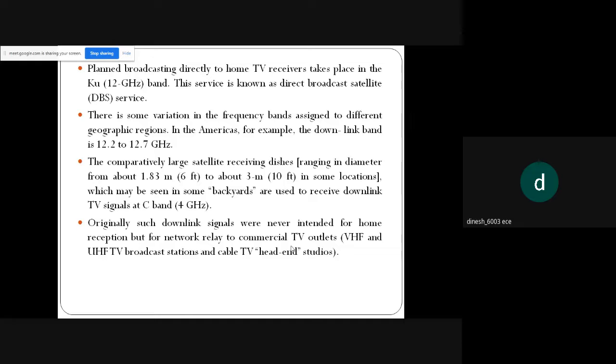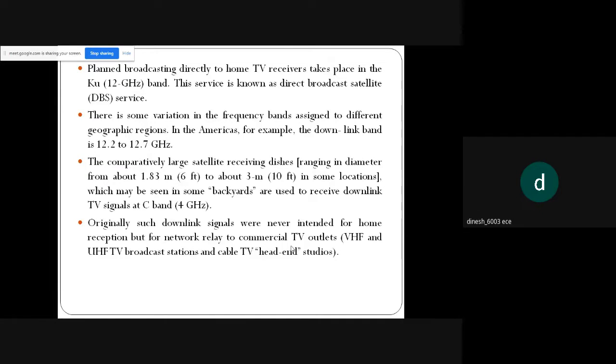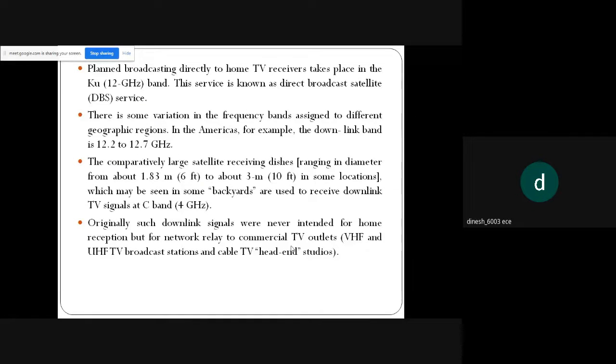So the planned broadcasting direct to home TV receiver takes place in the KU band, the 12 gigahertz band. This is known as direct broadcast satellite service, DBS. There is some variation in the frequency bands assigned for different geographical regions. I have given you an example here of America, where they use a downlink frequency of 12.2 to 12.7 gigahertz. Normally it is 12 gigahertz. It differs from region to region based upon the geographical conditions.